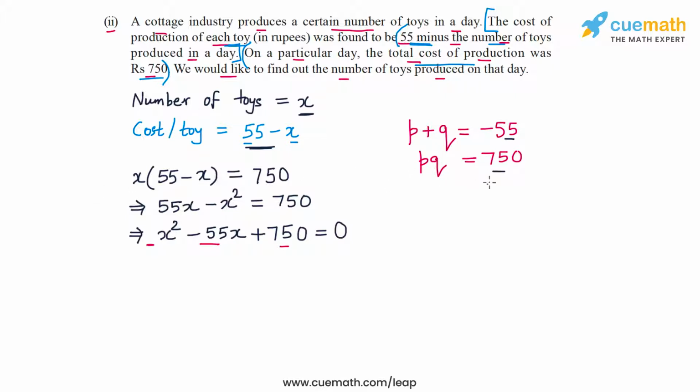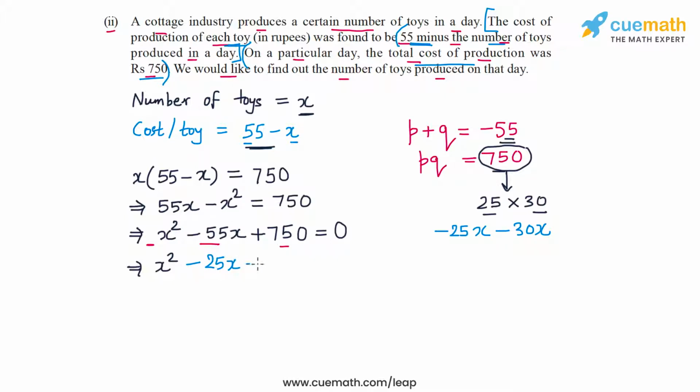A little thinking will show you, if you think about the factors of 750, that 750 is 25 times 30, and the sum of 25 and 30 is 55. So the two numbers with which we split the middle term are minus 25 and minus 30. So we can split the middle term as minus 25x minus 30x. So we will get x square, and then we split the middle term minus 55x as minus 25x minus 30x, and then plus 750 equal to 0.